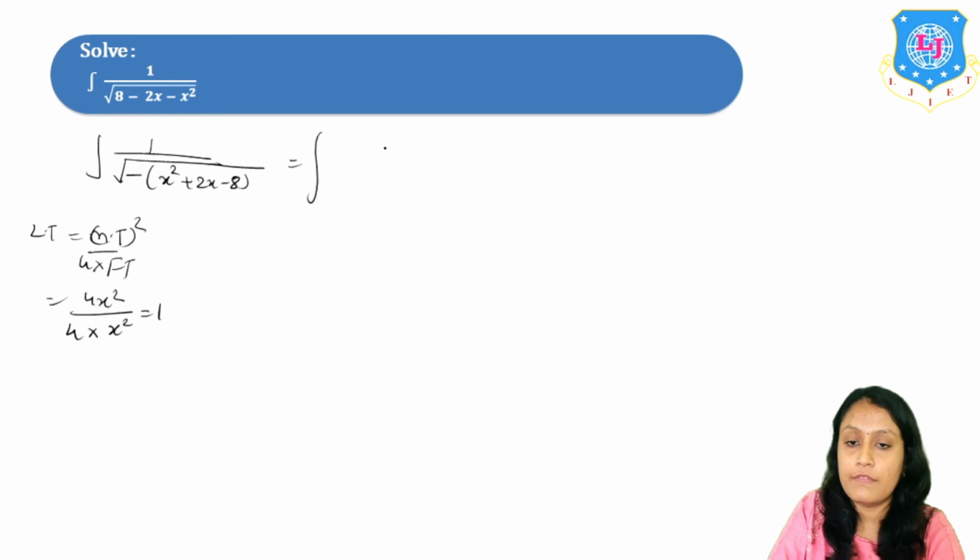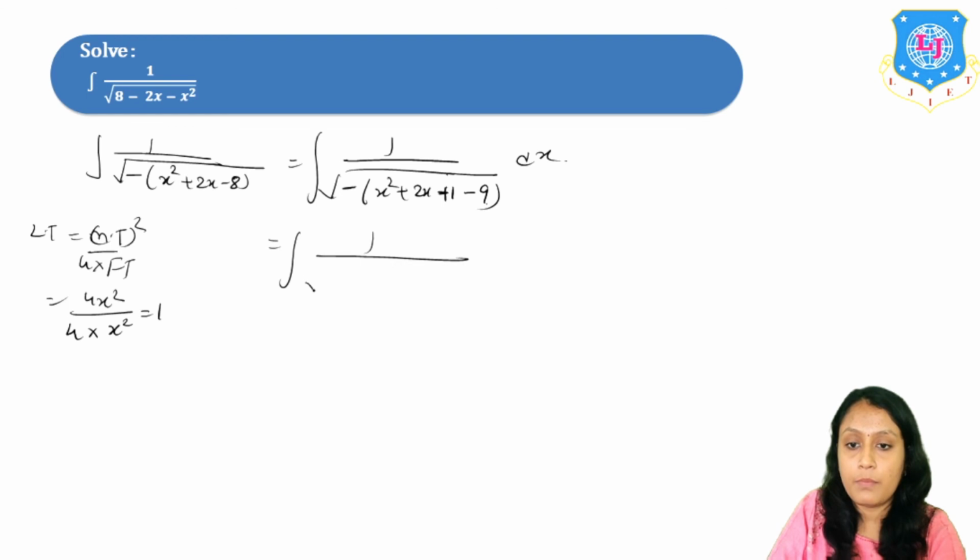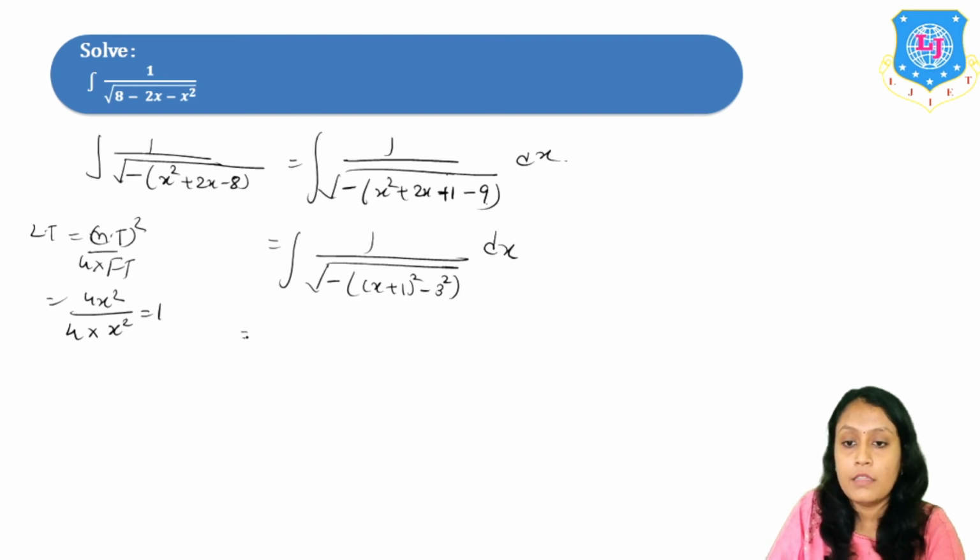So here we have the integration of 1 upon under root, this minus as it is, x square plus 2x plus 1. Now to balance this we have to write minus 9, dx. Again the integration of 1 upon under root, minus as it is. Write it in square form, so this is x plus 1 whole square minus 3 square dx. Now we'll multiply this negative sign inside, so what you will get is 3 square minus x plus 1 whole square.